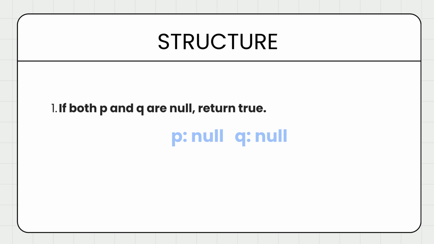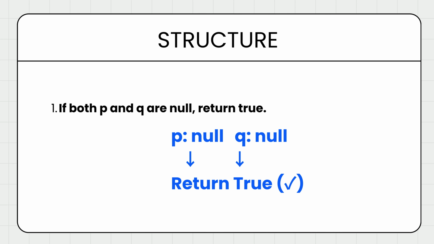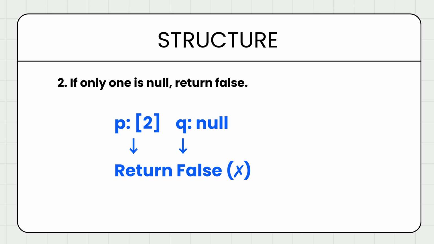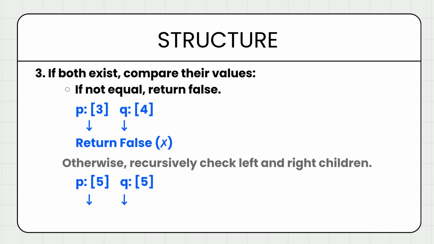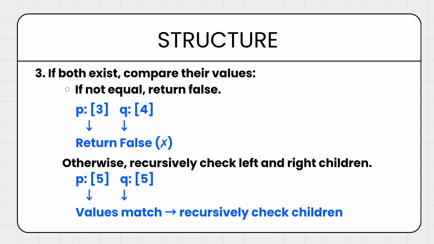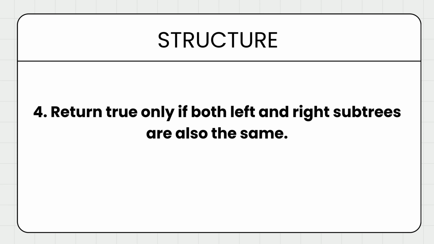Here is the structure. If both P and Q are null, return true. If only one is null, return false. If both exist, compare their values. If not equal, return false. Otherwise, recursively check left and right children. Return true only if both left and right subtrees are also the same.